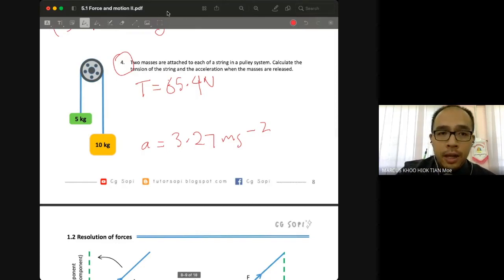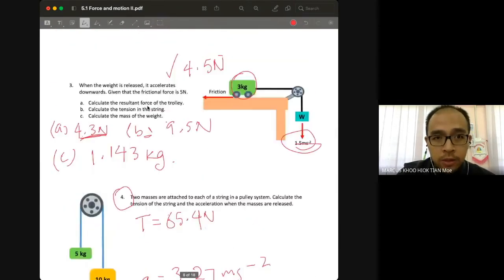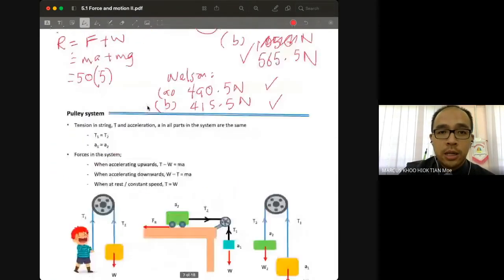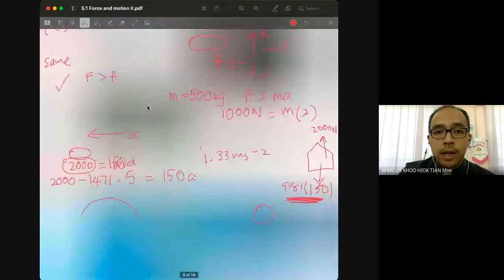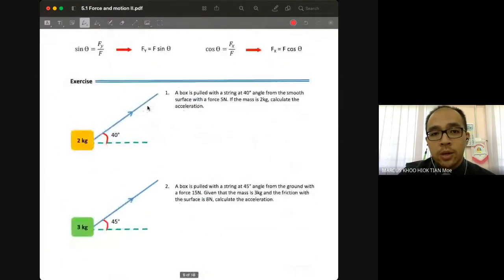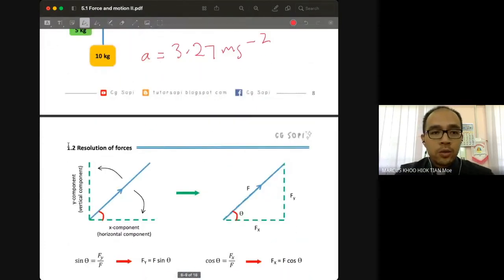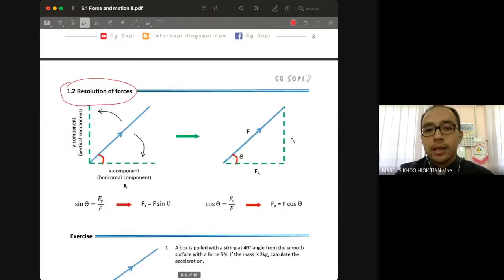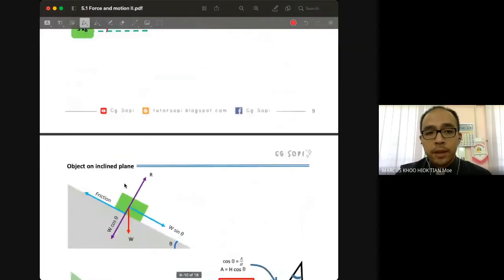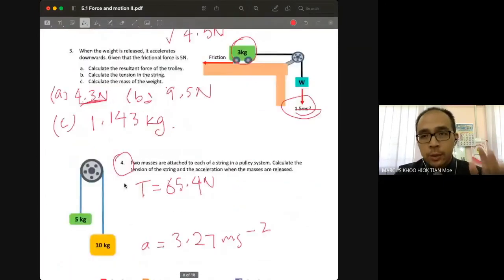That's it for today. I think if you're all able to answer all these calculation questions, it's good for you. But I just want to remind you that this is only the first part of this chapter. Next week we are going into this subtopic, which is called resolution of forces. It is a little bit more difficult.